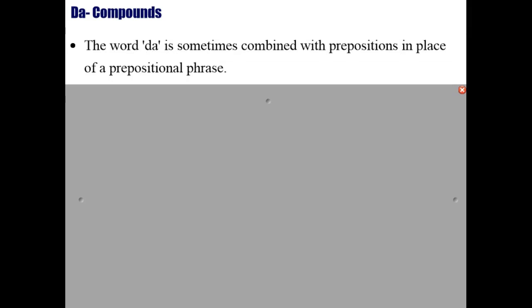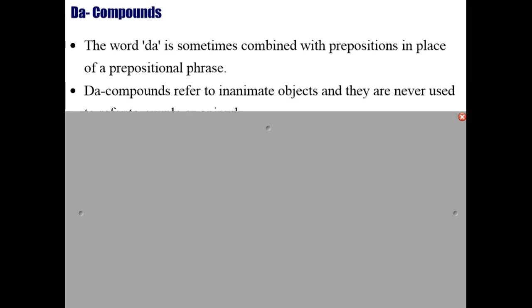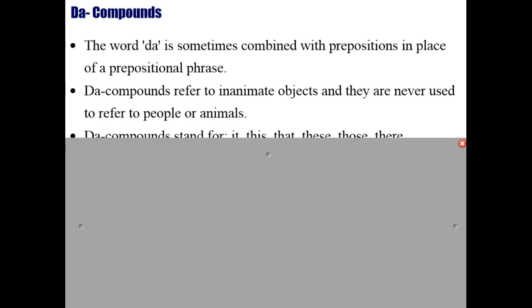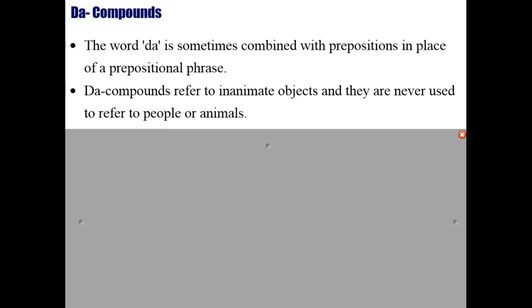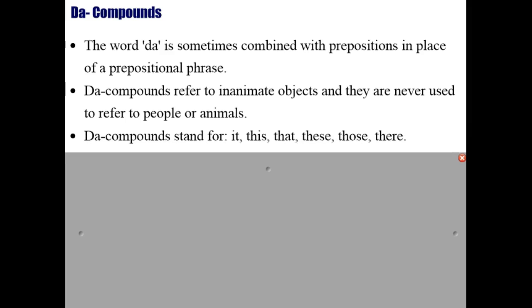First, let's look at da compounds. Here are some things that you need to know about them. The word da is sometimes combined with prepositions in place of a prepositional phrase. Da compounds refer to inanimate objects, and they are never used to refer to people or animals. Da compounds in general stand for it, this, that, these, those, and there, but you will see them meaning other things in this lesson.